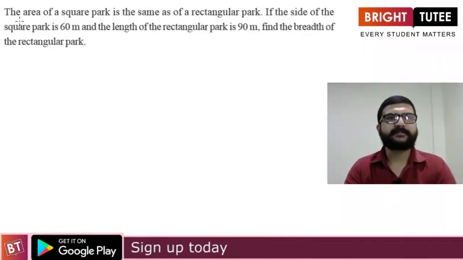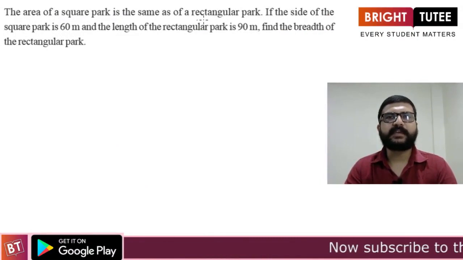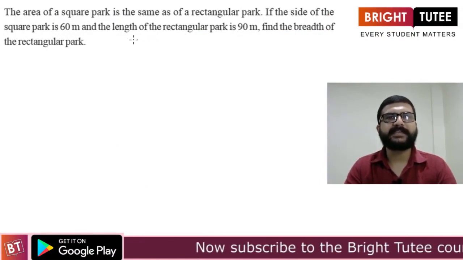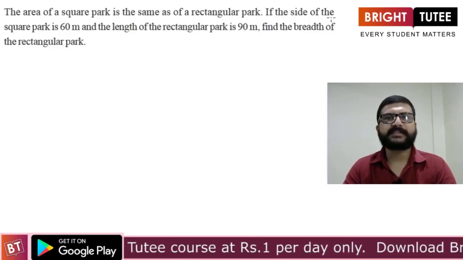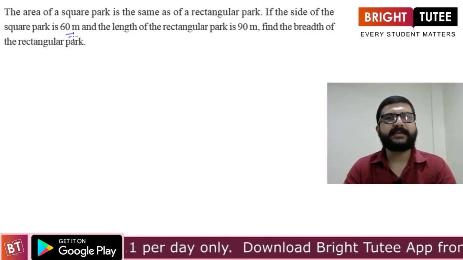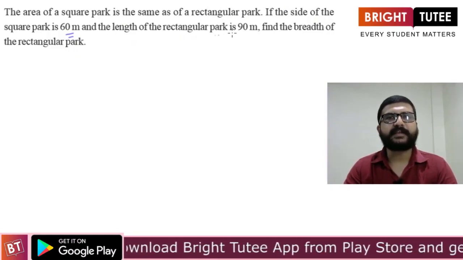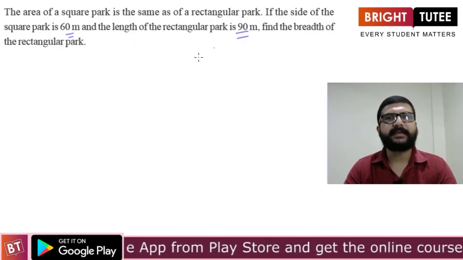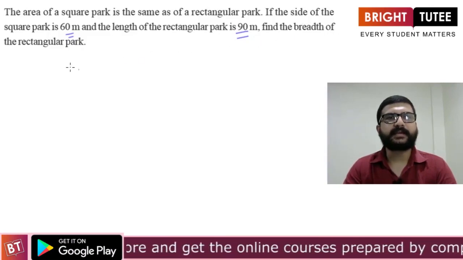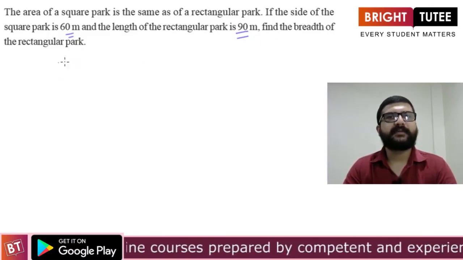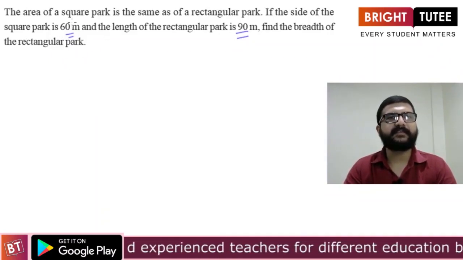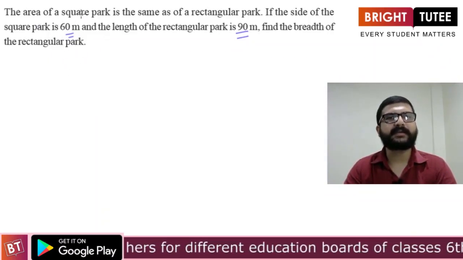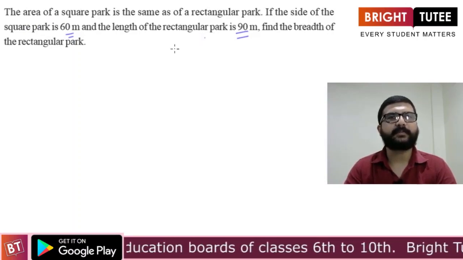Now the next question is, the area of a square park is the same as of a rectangular park. So it means here we are having area of a square equal to area of a rectangle. If the side of the square park is 60 meters and the length of the rectangular park is 90 meters, find the breadth of the rectangular park. So here we have to find the breadth of the rectangular park. Now how we can do that? What is given to us? It is area of a square park is equal to area of a rectangular park.